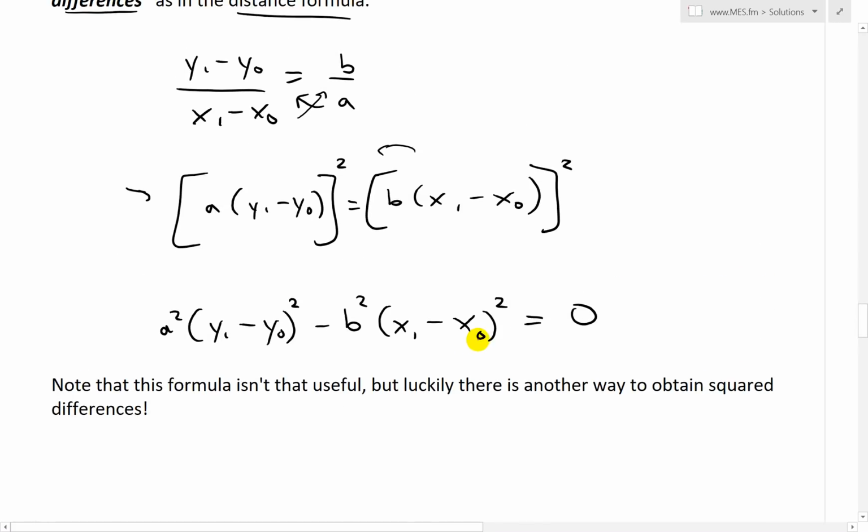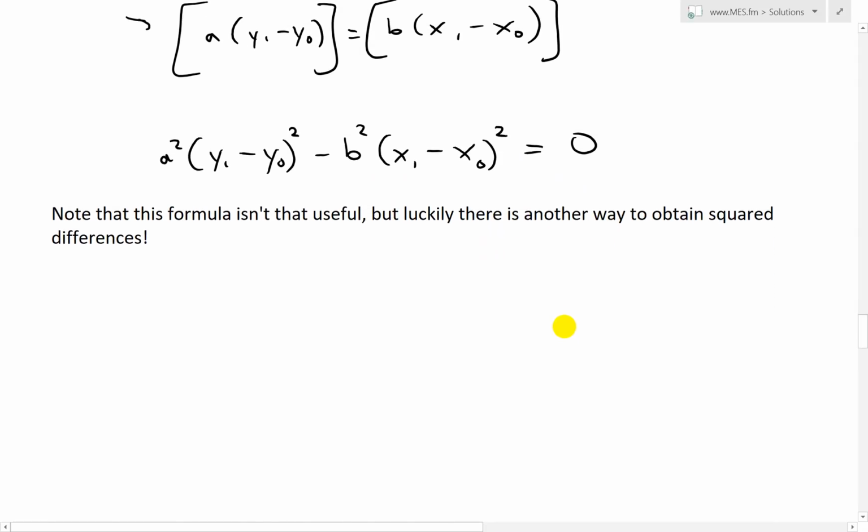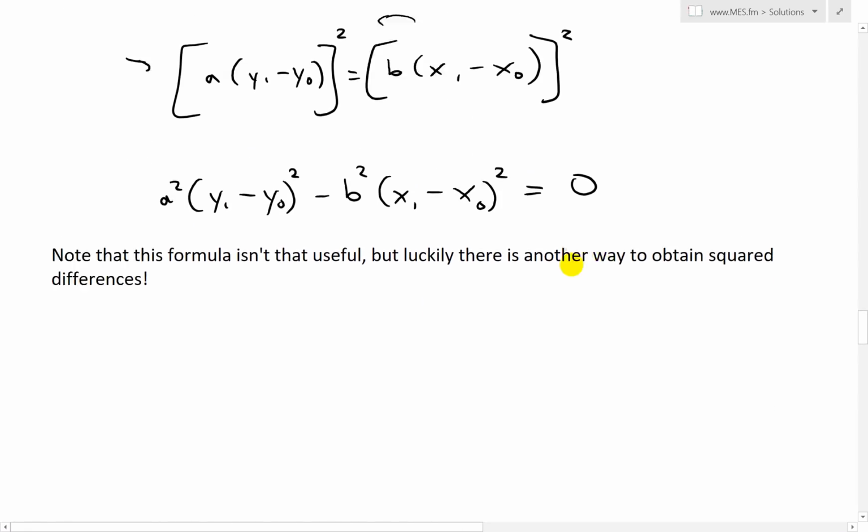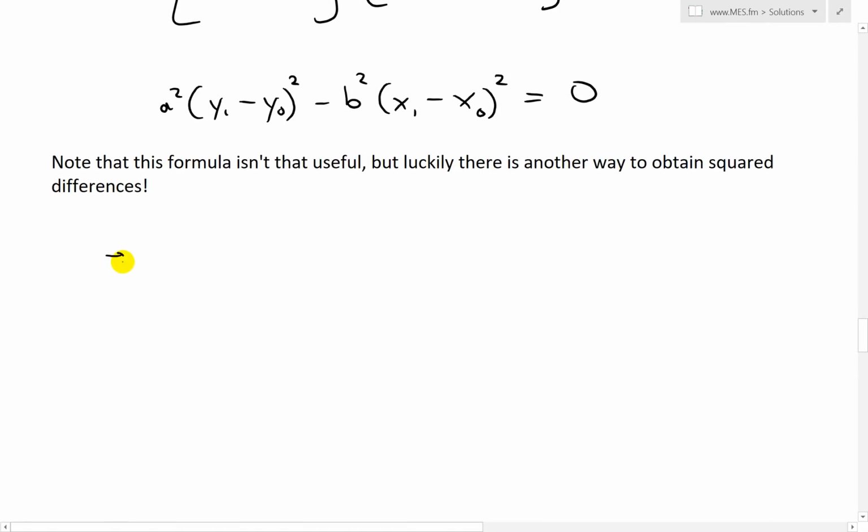Alright, so now we have squared differences, but in this formula it's not that useful right away. So note that this formula isn't that useful, but luckily there's another way to obtain squared differences. Again, multiply it out like that. Then what we have is a(y1 minus y0) equals b(x1 minus x0), but instead I'm going to move this over to this side as a negative, equals 0. So just move it over all in one step like that.